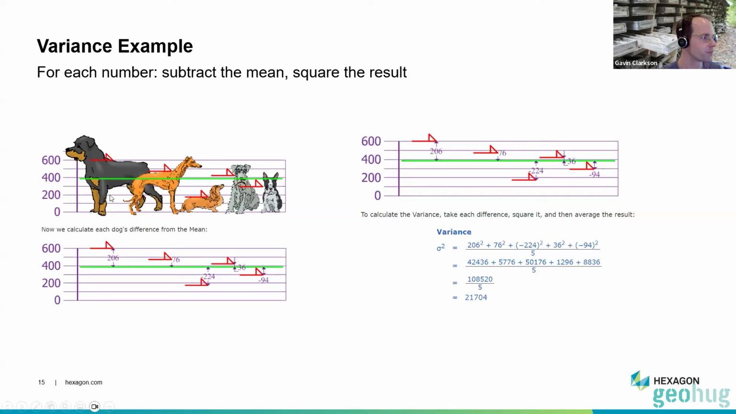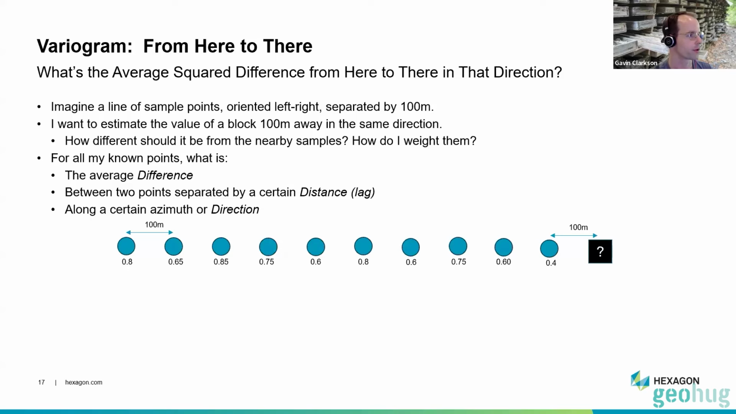Alrighty. So now that we've kind of got primed around the math of what an average square difference is and all that terminology, with an example of dogs, let's go back to some samples. Let's say the line at the bottom is all a series of drill holes with some sort of grade assigned to them. And they're separated by exactly 100 meters because that makes it super easy. So a variogram is measuring from here to there. What's the average square difference from here to there in that direction at that spacing?